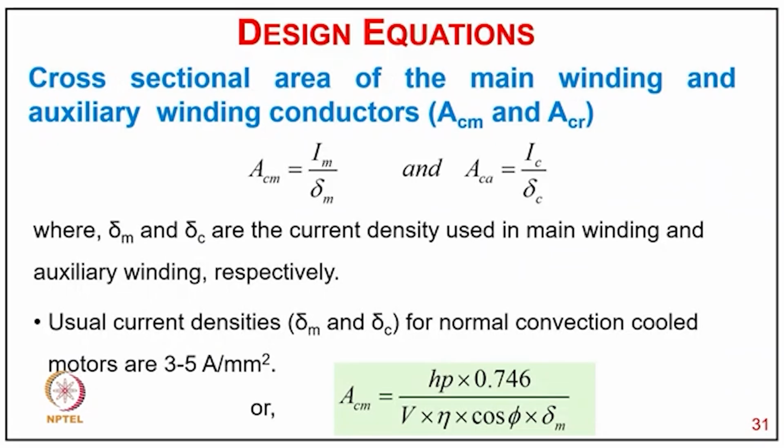Coming to the cross sectional area of the main winding and auxiliary winding, Acm equals Im upon σm, and Aca equals Ia upon σa, where σm and σa are the current densities used in main winding and auxiliary winding respectively. The usual current density σm, σa for normal conventional motors is normally 3 to 5 ampere per millimeter square. You can find out Acm as HP into 0.746 divided by P into η into cos φ into σm.